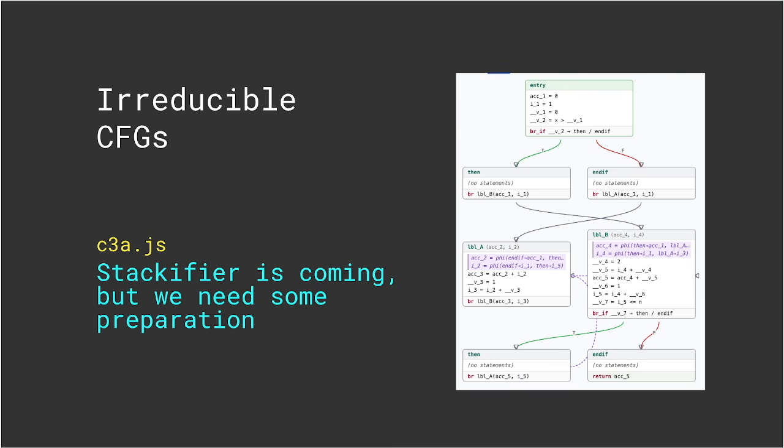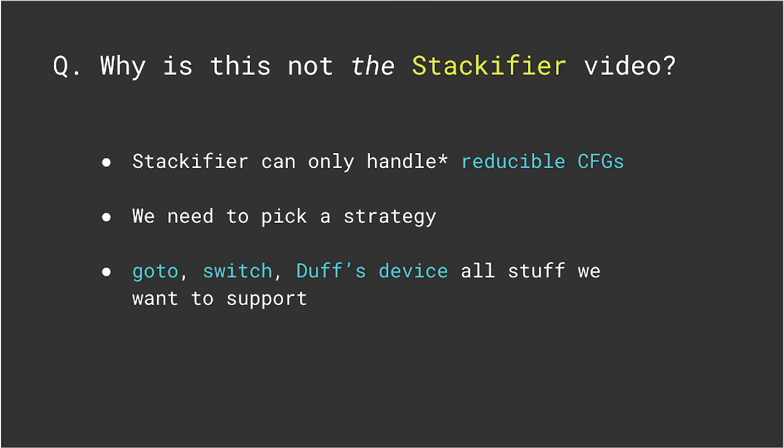Today we're going to be talking about irreducible control flow graphs. Originally, this was going to be the Stackifier video. In fact, I was just going to have one Stackifier video. But as I've been learning more and more, I've realized that we need both preparation videos and also the Stackifier video itself needs to be split up. Right? So why is this not the Stackifier video?